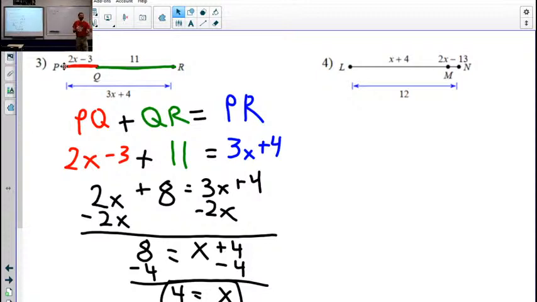Something to keep in mind that you'll see me doing a lot is that you can always double check your answer. What was the idea that we based this equation on? It was the idea that the two pieces that we have should add up to be the whole thing. So let's see what we have. If x is 4, we can take 4 and put it in wherever there's an x. 2 times x is 4. Minus 3. Well, 2 times 4 is 8. Minus 3 is 5.